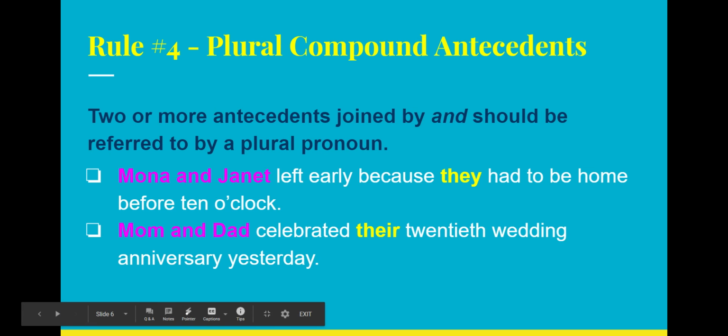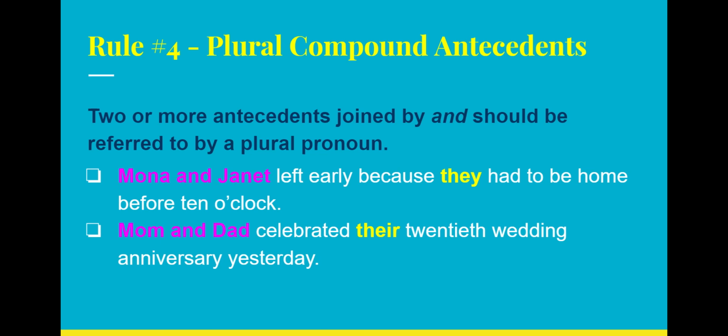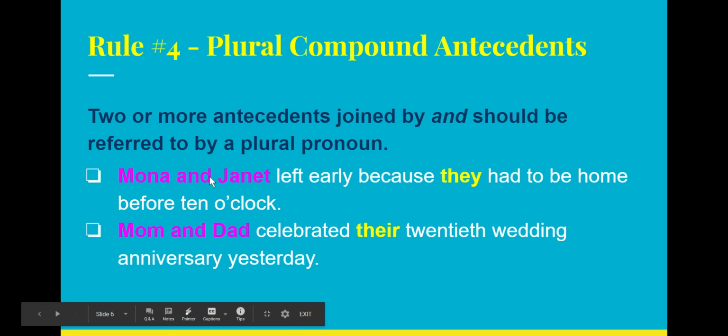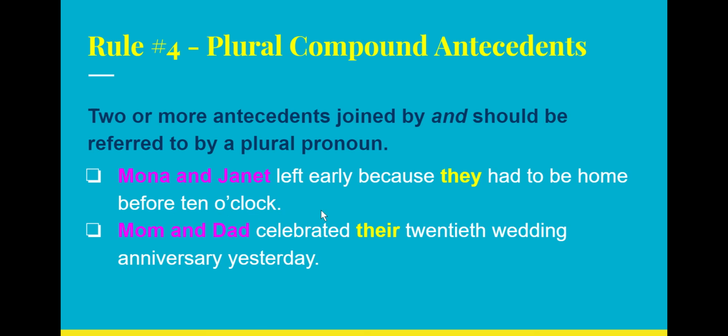Rule number 4, plural compound antecedents. So when you have two or more antecedents joined by and, they should be referred to by a plural pronoun. So Mona and Janet, so two people, left early because they, plural pronoun, had to be home before 10 o'clock. So my antecedent is plural. I need a plural pronoun here.